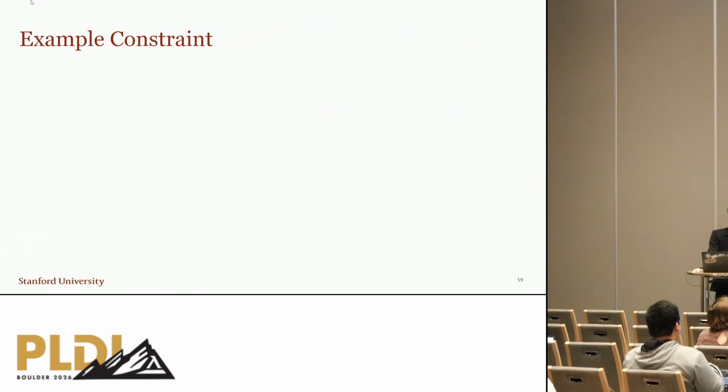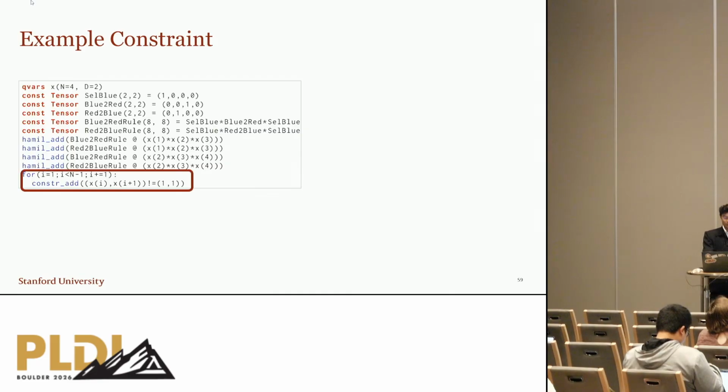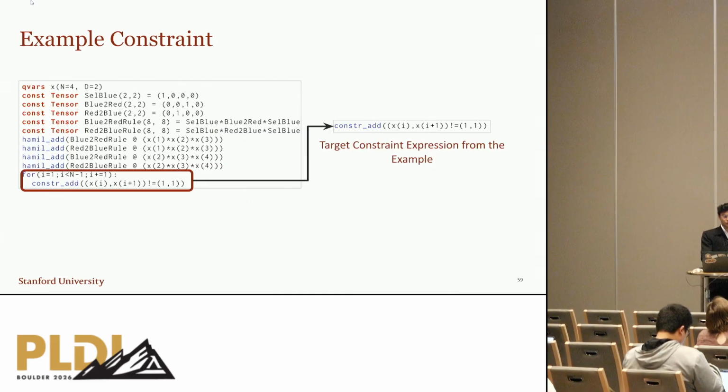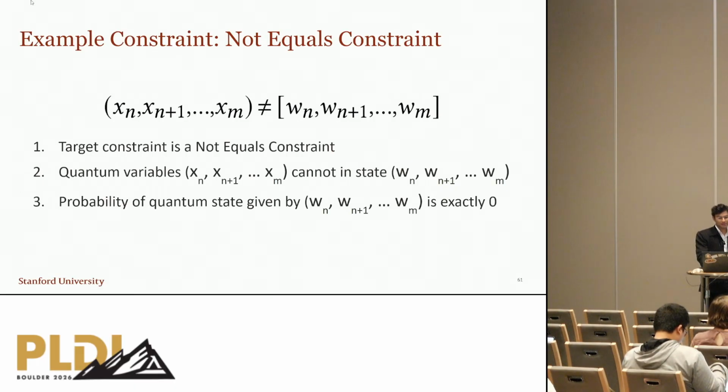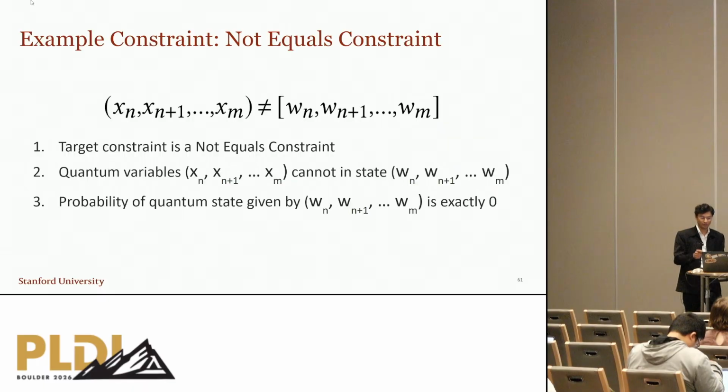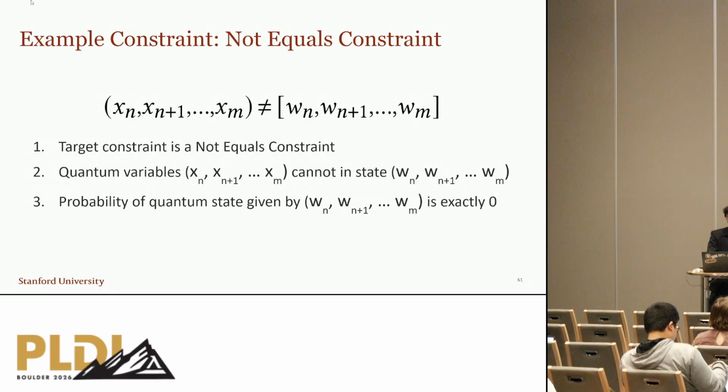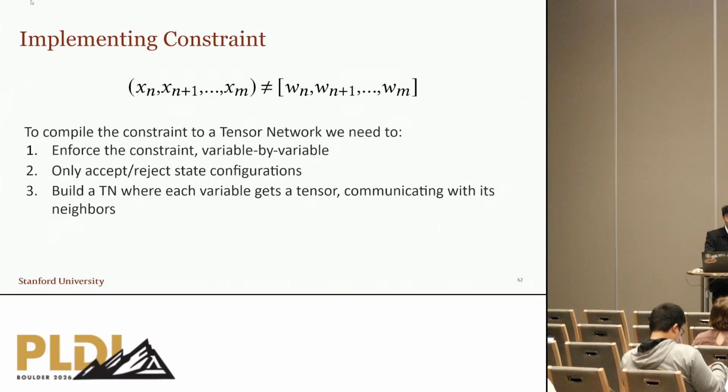So for the constraint at hand, we'll take a look at the mask code. We'll extract out the constraint. It's this constraint that we call the not equals constraint. In this case, what this constraint basically says is, I have a bunch of quantum variables. They explicitly cannot be in the state written on the right. That is, the probability associated with this state is 0. And they can take any other quantum state, whatever they want, in the optimization process.